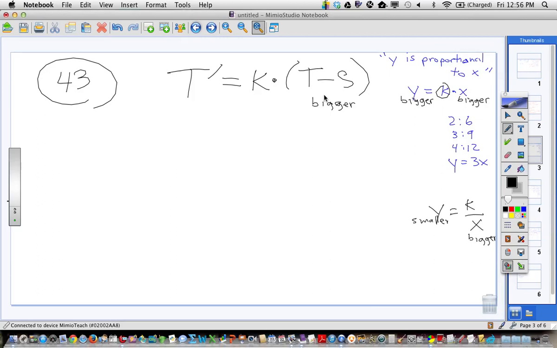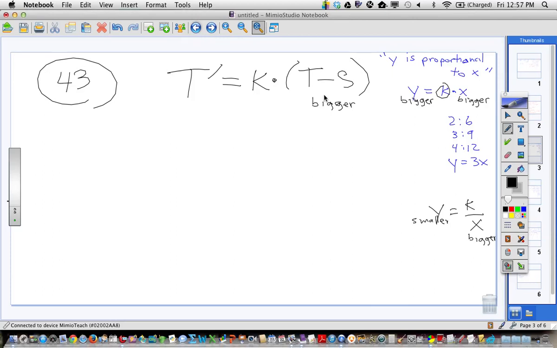So that means that this is going to be fairly big. Now, what does this represent over here? T prime. Well, the rate the coffee's cooling, the rate that it's changing, which would be decreasing, right? The temperature's decreasing. So when the coffee's really, really hot, this difference is pretty big here. So this would be pretty big. It'd be cooling pretty fast is what we would say, right?